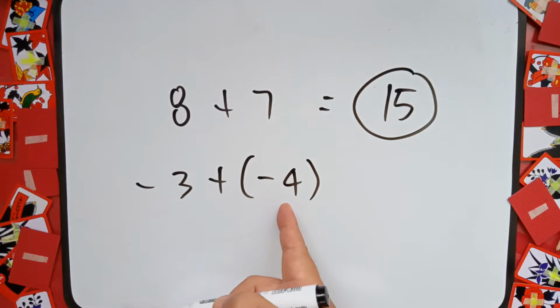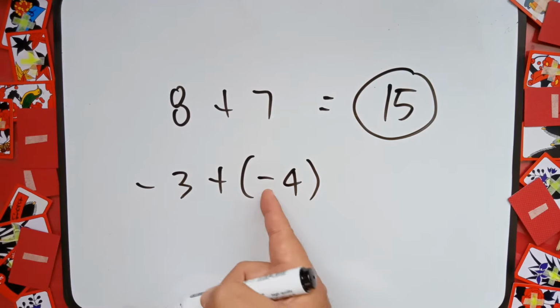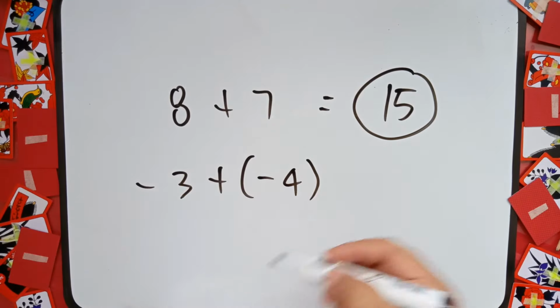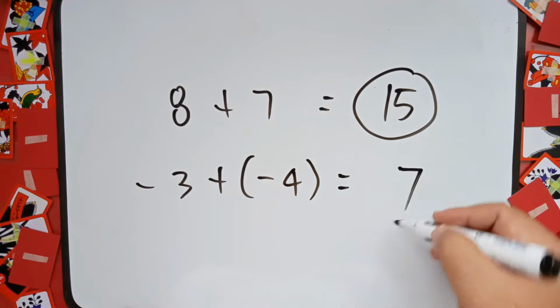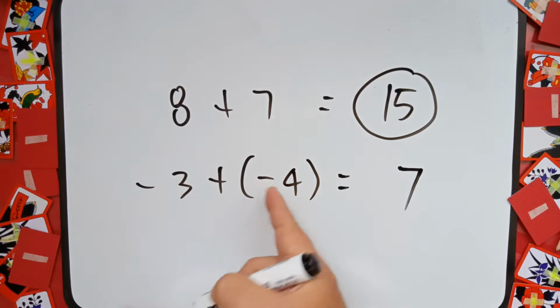Negative 3 plus negative 4. 3 is negative, 4 is negative. Same sign. Then we have to add the absolute value. 3 plus 4 is 7. Then copy the common sign. Negative.